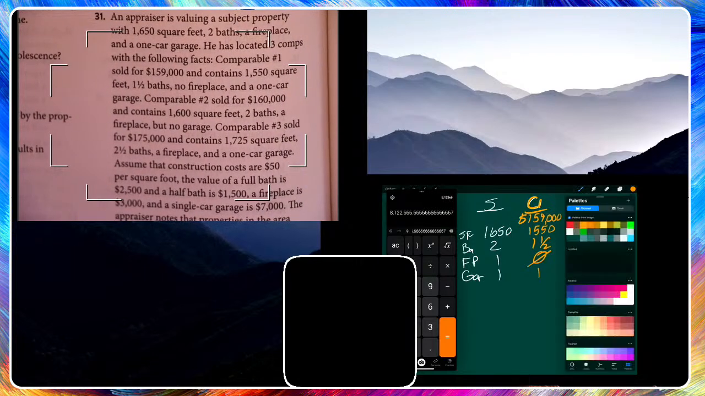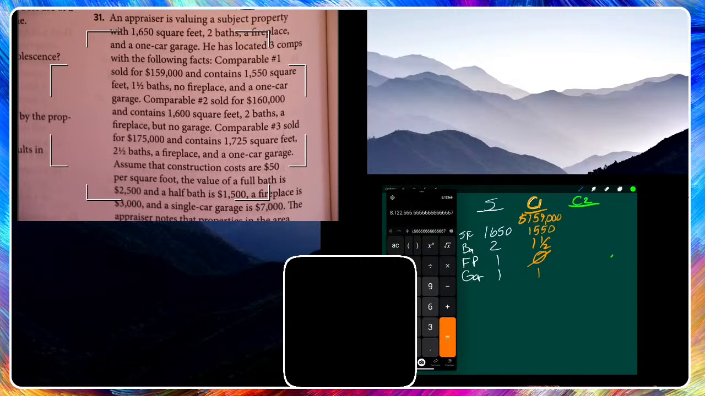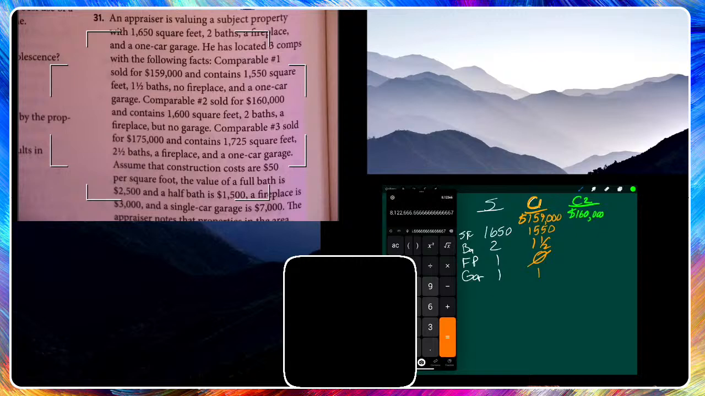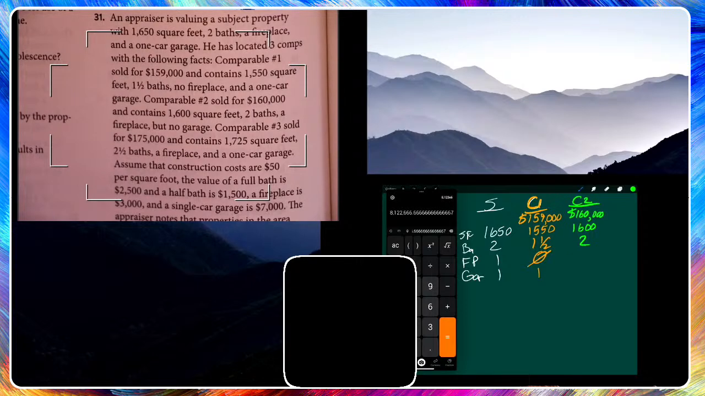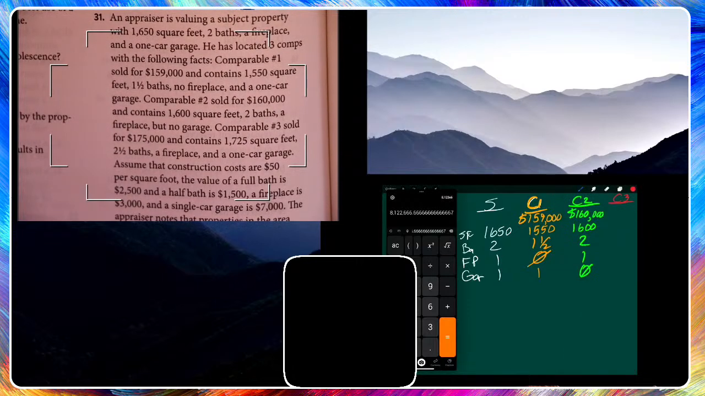And comp 2 sold for 160, I believe. Yep, 160. It has 1,600 feet, 2 baths, fireplace, no garage. So I'm doing that. Comp 3 sold for 175. It had 1,725 square feet, 2.5 baths, fireplace, and a garage.